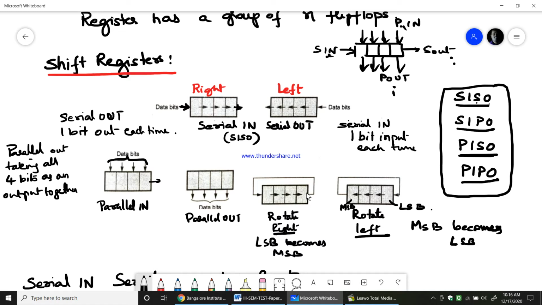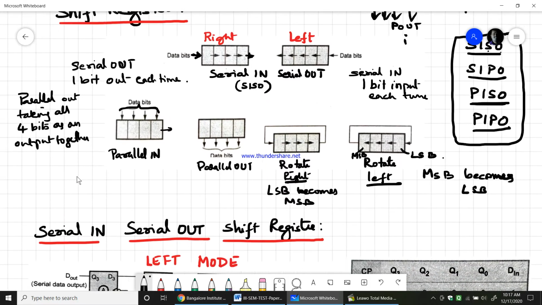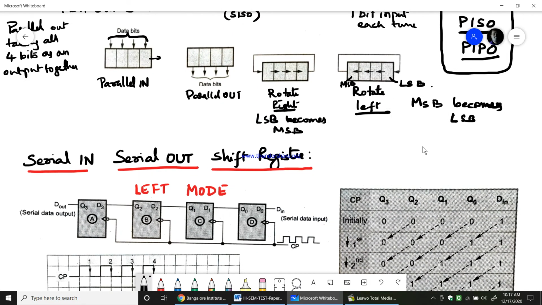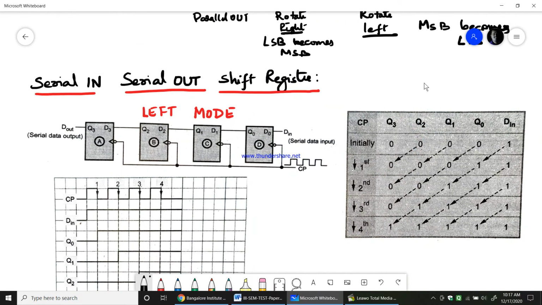After rotation, you see the least significant bit will be stored back as a most significant bit. Here the most significant bit is stored back as a least significant bit. This is the benefit of rotation. Okay, fine. So let us look into serial in, serial out shift register operation.